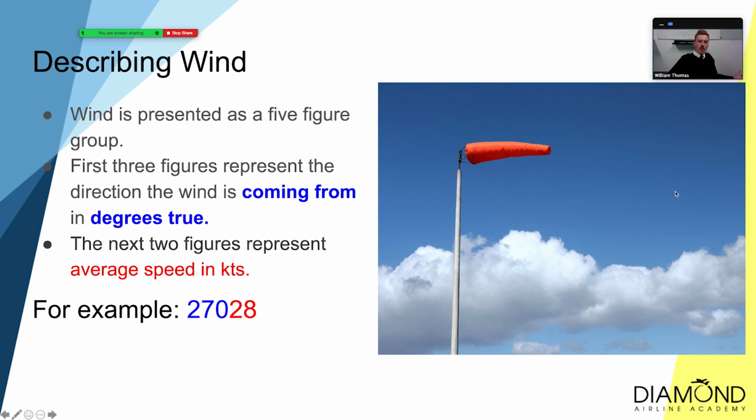Wind, how do we describe wind? Well, we use degrees and knots to give us our wind velocity. Remember, velocity is a combination of both direction and speed. For example, 27028 would represent wind coming from 270 degrees at 28 knots. It's important to also note that's in degrees true, not degrees magnetic.